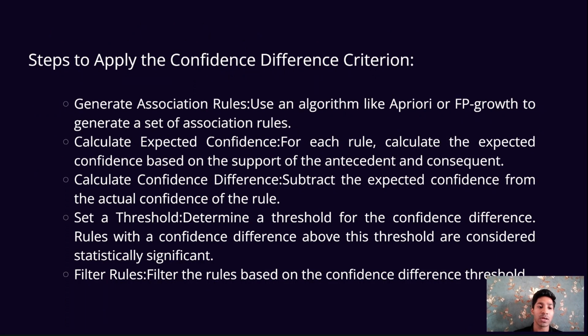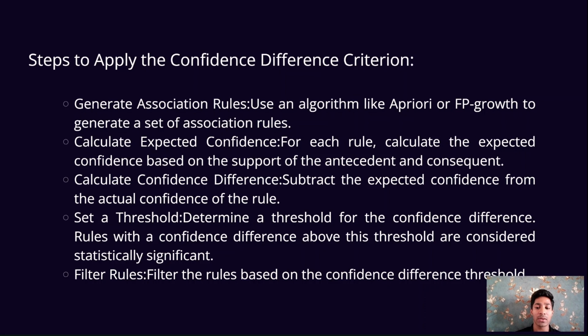Then we have how to apply the confidence difference criterion. First is generate association rules. In this, we use an algorithm like Apriori or FP-growth to generate a set of association rules. Second is calculate expected confidence.